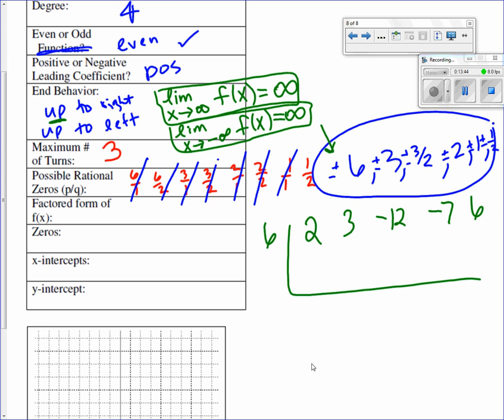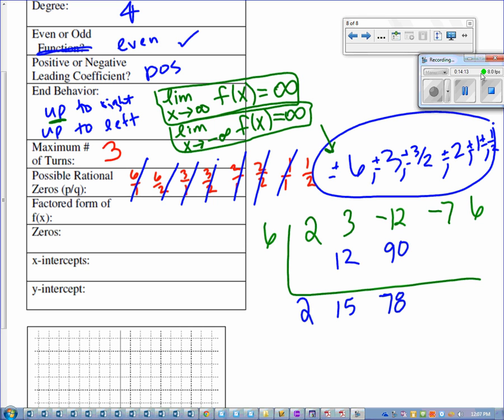This is where I'm going to do that drop, multiply, add pattern. First I'm going to drop the 2, and then I'm going to multiply the 2 and the 6, and then add these together. And then I'm going to multiply the 15 and the 6, and that is 90. And then add, so what is this? 78, right? And then times 6, ooh, these numbers are getting large. Okay, so I have 78 times 6 is 468, minus 7 is 461, times 6, it doesn't even matter, it's a really big number, okay, plus 6, it's not 0.